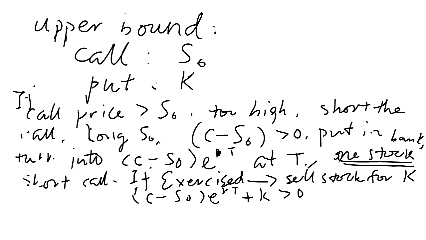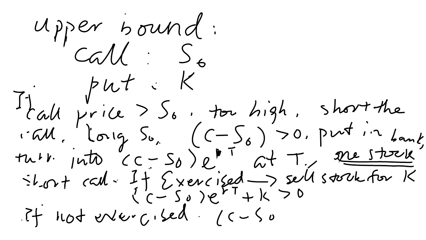If not exercised, then you just have a stock, and you can sell it in the open market, and that should be greater than 0 too. So either way, you're going to get positive profit. That's how you successfully arbitrage, and that's why the call price has to be less than S0, the current stock price.